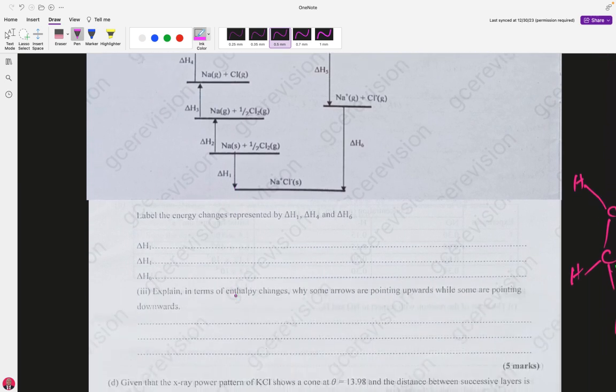1 is the enthalpy change of formation of sodium chloride. Can put it like that.